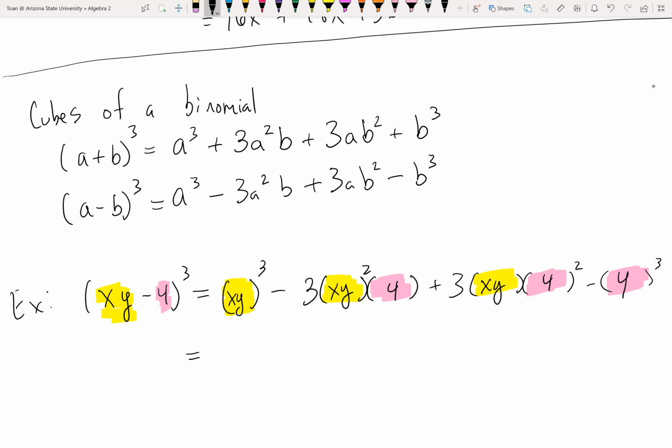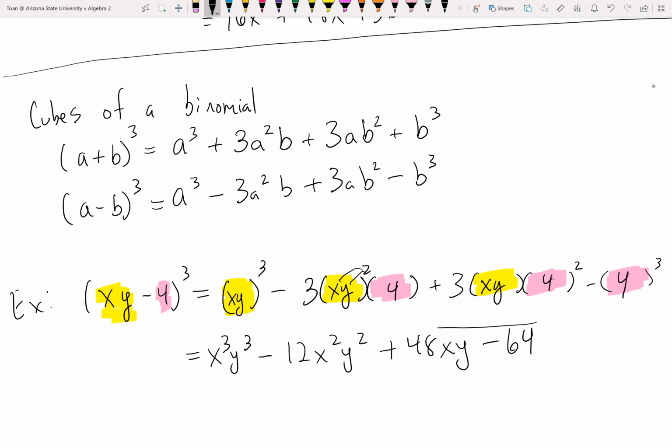So xy cubed, properties of exponents, you distribute. That's x cubed y cubed. Minus, properties of exponents, you distribute the squared here. And then 3 times 4 is a 12. Plus, 4 squared here is 16. 16 times 3 is 48. Minus, and then 4 cubed is 64. I did those numbers pretty fast, but hey, you have a calculator if you need it.